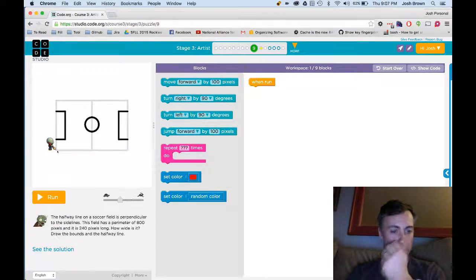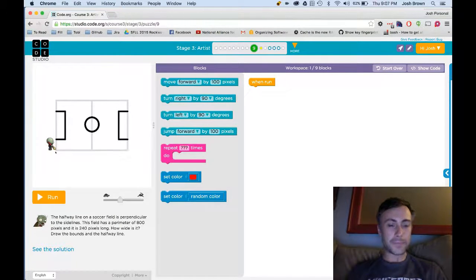All right, so now what we need to do in this puzzle is draw the perimeter around this soccer field. The perimeter is going to be all the way around. Let's see if we can find it. It's going to be just around here, right? So the perimeter is the outside of the shape. Just like that. So that's what we're trying to draw, okay?